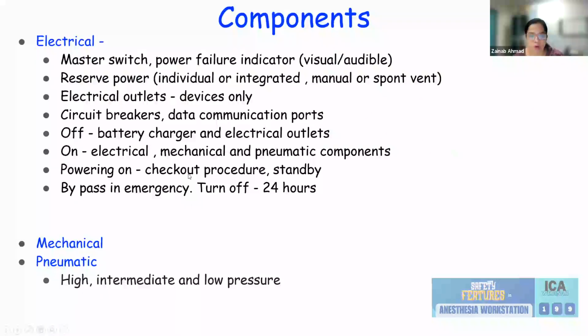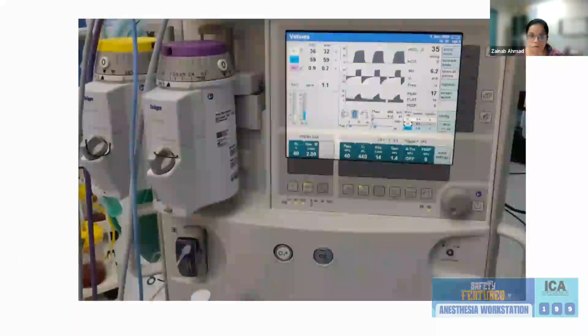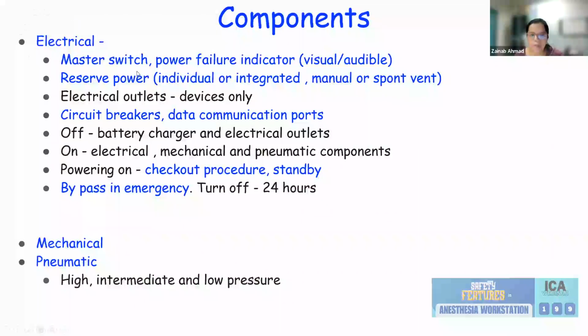On powering on, each machine will go through a checkout procedure. You can bypass this checkout in an emergency, and after checking out, you can put the machine on standby mode. But it is recommended that after every 24 hours, the machine should be turned off and a complete checkout should be done. So what are the safety features?